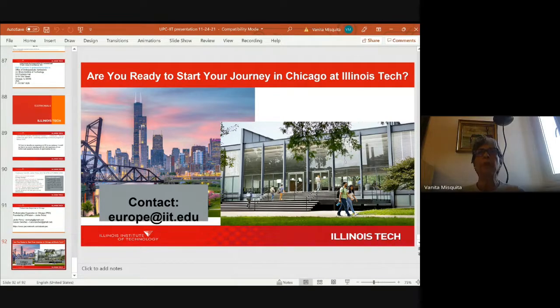Okay, if you take the TOEFL, your score is valid for 2 years. If you take the IELTS, the score is valid for 2 years. So if you've taken your TOEFL already last year, and you're interested in applying to Illinois Tech next August 2022, the application deadline, if you're selected, is April 15th.